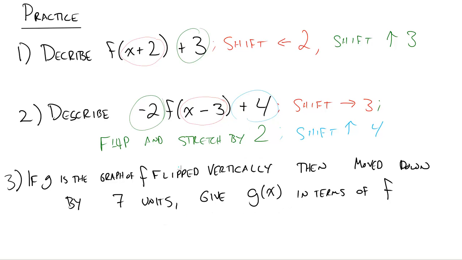In the final example here, we're going to go the opposite direction. We start with f of x, and we want to know, how do I get this new graph g? What we want to do is flip it vertically, and then move it down by 7 units, right? So if we have g of x, I want it to be the graph of f flipped vertically. So I'm going to multiply f by -1. And then to move it down 7 units, all I need to do is subtract 7. Right? So this is just working with the equations and the words.